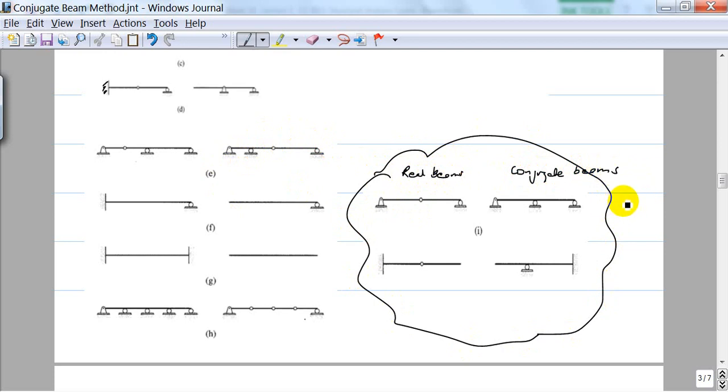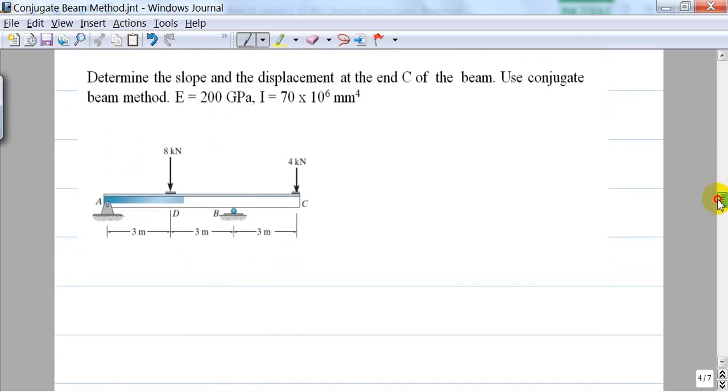You should have some idea by now of how to define the support conditions and how to assign load to a conjugate beam. If I give you a real beam, you will now have some idea how to convert that to a conjugate beam. Once converted into a conjugate beam, we can work out the other details. The next slide is going to be a problem. Let's discuss this problem so that you can understand it better.